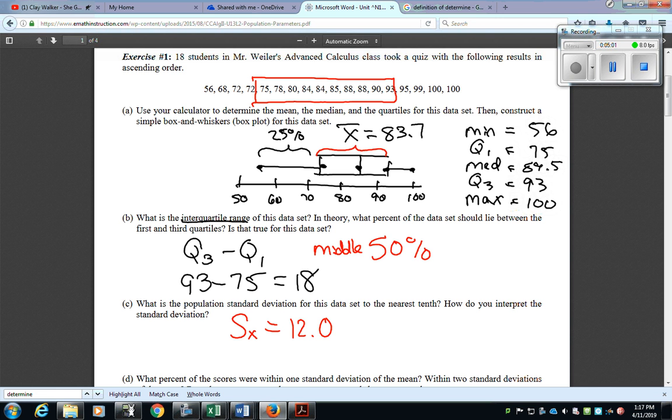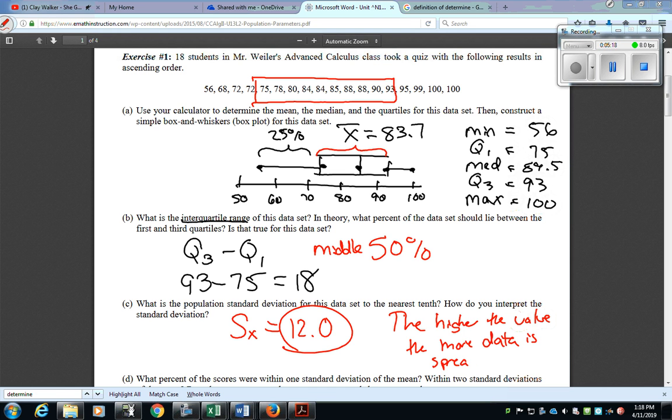So the higher this value is, the more spread out the data is. A small number would mean all the numbers in our data would be close together, and the larger the number, the more spread out they are. So you can kind of see that the lowest number is 56 to 100. So if you do a standard deviation of 12, after about 2 or 3 standard deviations, you should be able to encompass all the numbers, at least 99% of them.